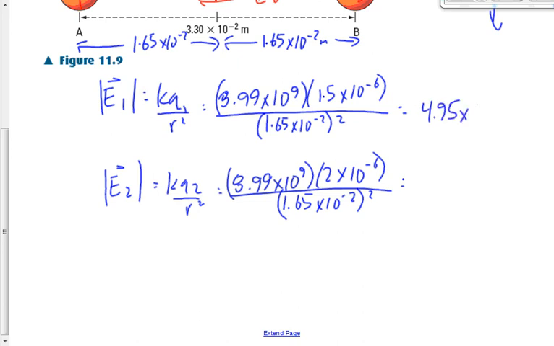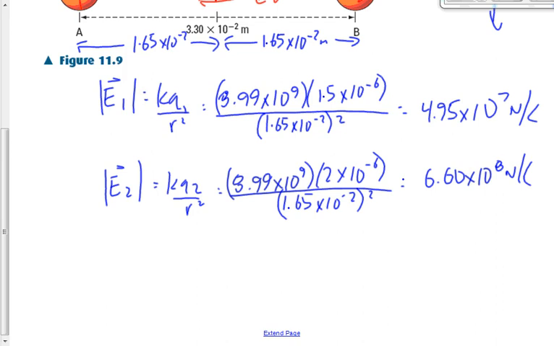Does anybody else get that? 4.95 times 10 to the 7? Good. Thank you, Georgia. That would be newtons per coulomb, right? Okay, and what about the other one, this side of the room? Yep. 6.60 times 10 to the 8. Anybody else get that? Yes?